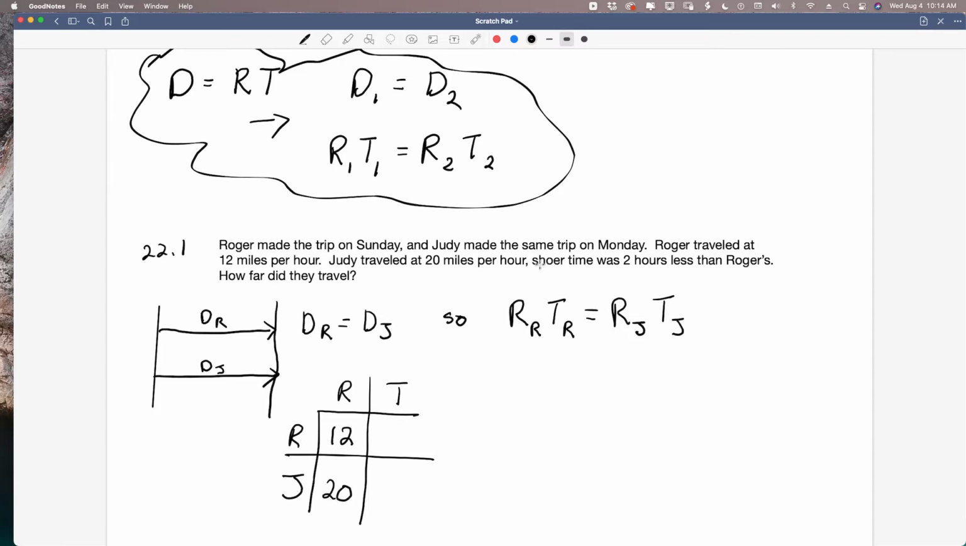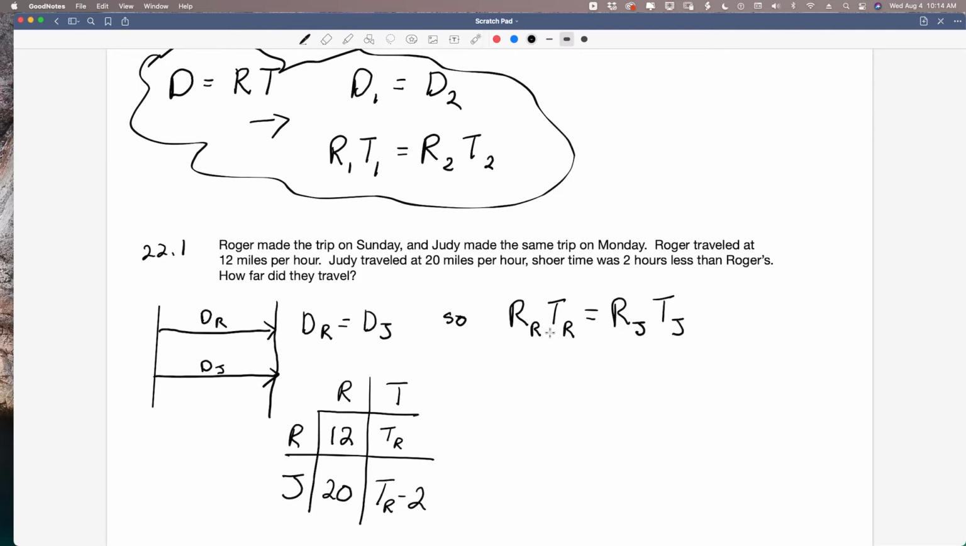This should have said "so her," but autocorrect. So her time was 2 hours less than Roger's. So Judy's time is going to be, let's take the time of Roger. We don't know what that is. We know that Judy's time is 2 hours less, so we're going to subtract 2. That's the information that we need in order to fill in here.